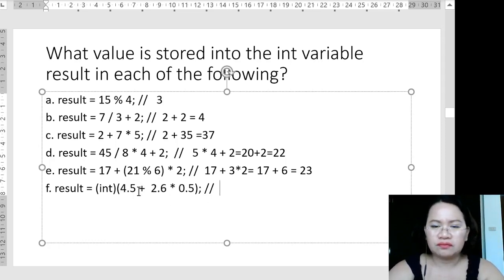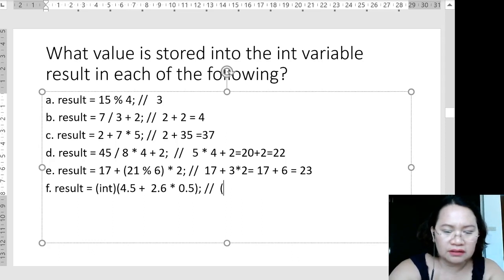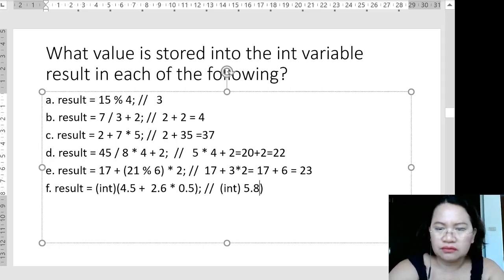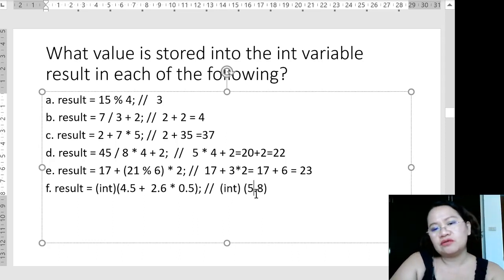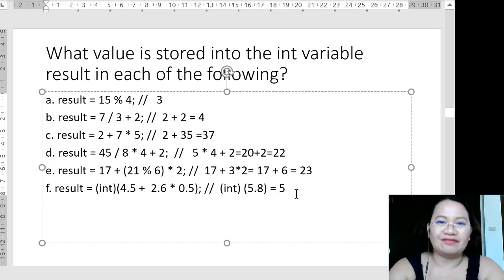So you have plus and multiplication. So we'll have to do the multiplication first. So 2.6 times 0.5, that's I think 1.3. So you have here 4.5 plus 1.3. I think that's 5.8. And 5.8. Now, the int here is a typecast, meaning to say we will only get the integer part of the result of 5.8. So your final answer will be 5.